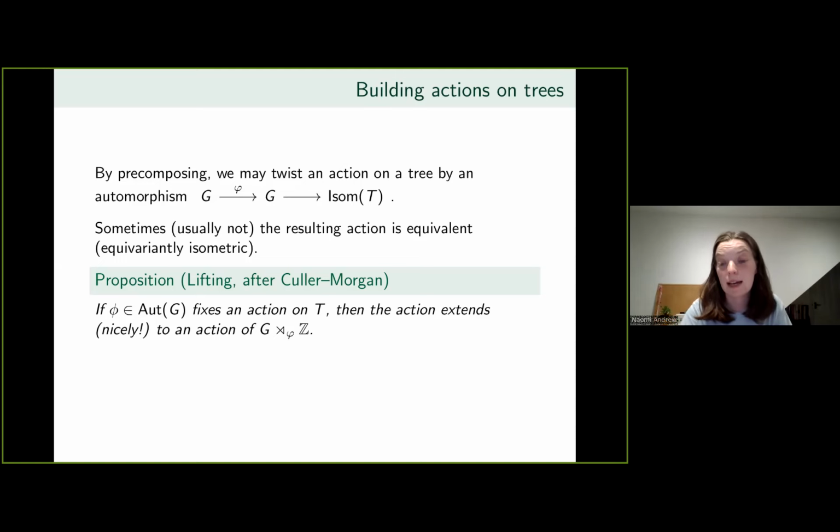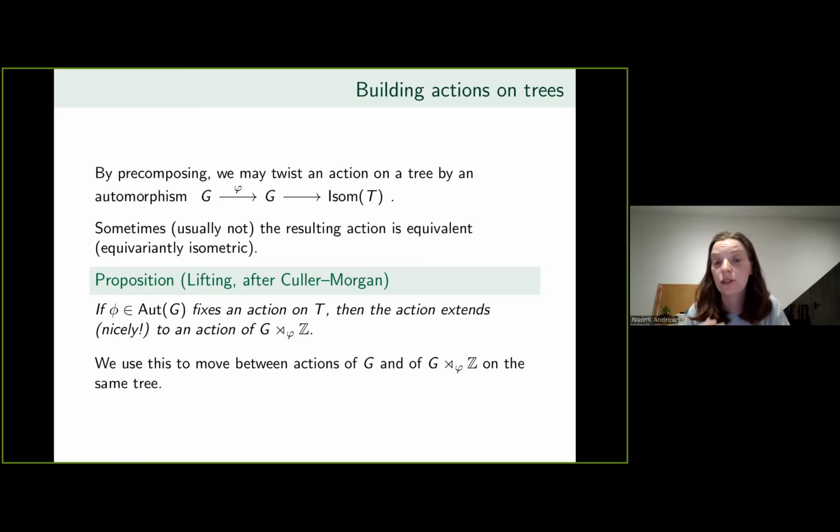So this is handy. We're going to use this to find actions of G on a tree, and an automorphism that plays nicely with them. And then we're going to use that to get an action of the mapping torus on a tree. And that action is going to be the one that tells us about the cheap alpha rebuilding property.